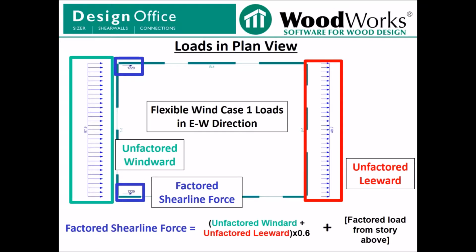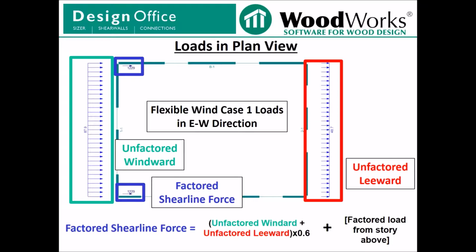For wind loads, both the unfactored windward and unfactored leeward loads are going to display in plan view. But when you review the loads which are distributed to each shear line, these loads have been factored down to ASD level. The factored shear line forces are determined by summing up both the unfactored windward and unfactored leeward loads and then factoring them down by 0.6 to ASD level.